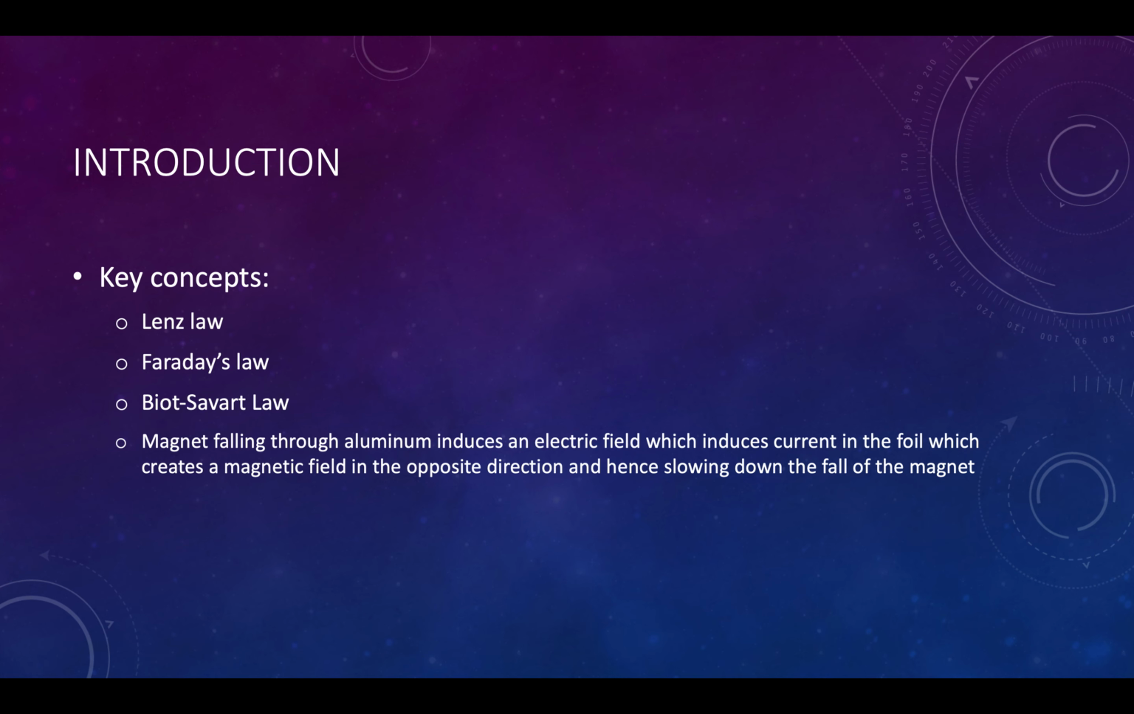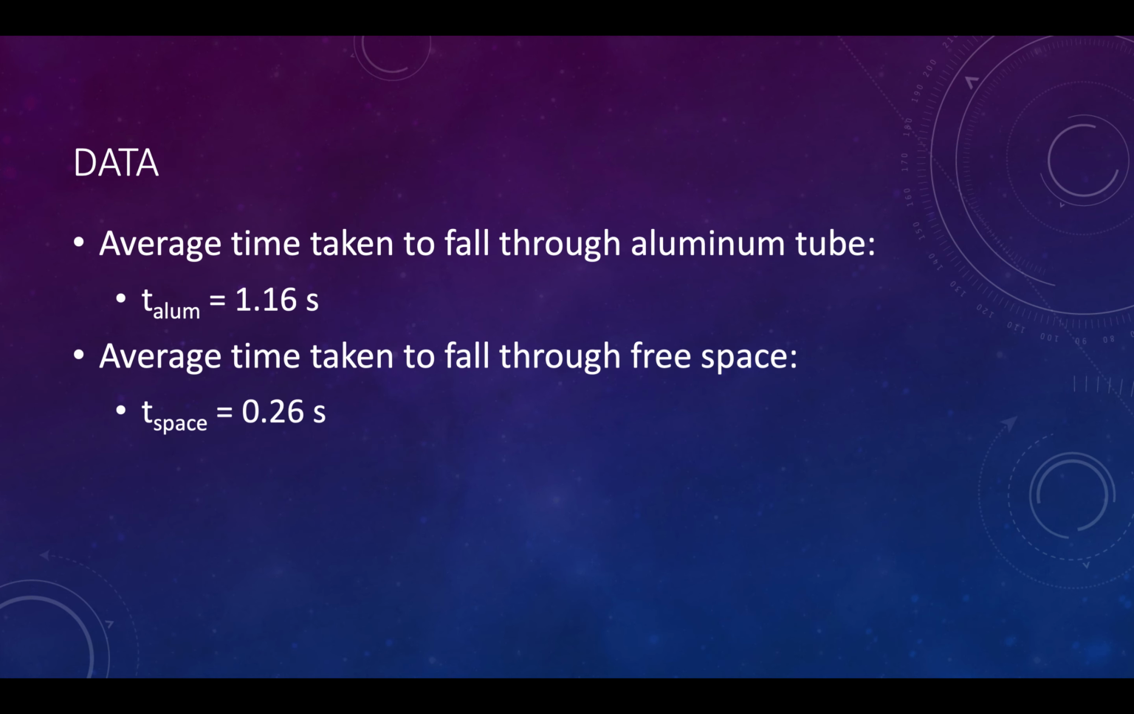The key concepts involved in this week's lab were Lenz's law, Faraday's law, and the Biot-Savart law. They all work together to create the situation of a magnet falling through aluminum, inducing a curly electric field, which induces a current in the foil, which creates a magnetic field in the opposite direction, magnetic force in the opposite direction, and hence slowing down the fall of the magnet. The average time it took for a magnet to fall through an aluminum tube was 1.16 seconds, and the average time it took to fall through free space was 0.26 seconds.